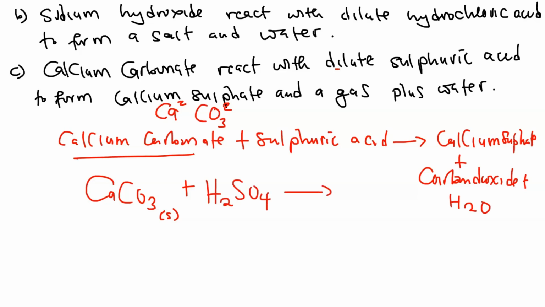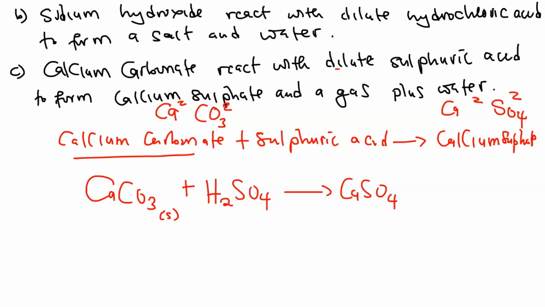Then what is going to form? Calcium sulfate. Now how is calcium sulfate going to be? So it's calcium and what? Sulfate. So they have valence 2, calcium sulfate written like this. Then of course what is the other one? Carbon dioxide. So plus carbon dioxide plus H2O. This is liquid. This is gas. This is what? This is aqueous. The acid is aqueous. And this is solid.